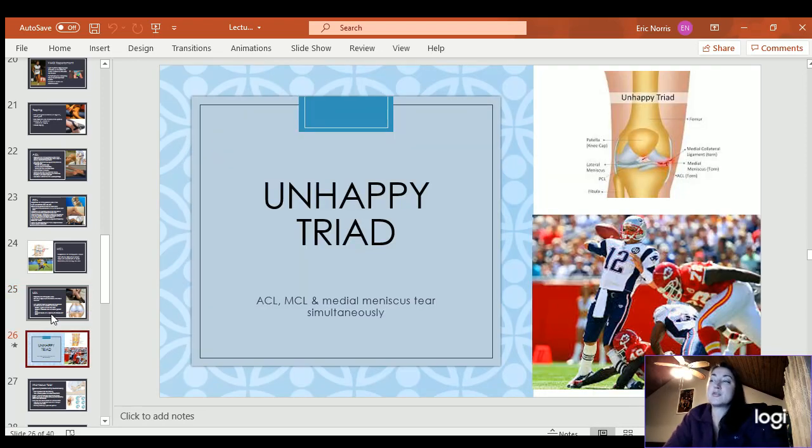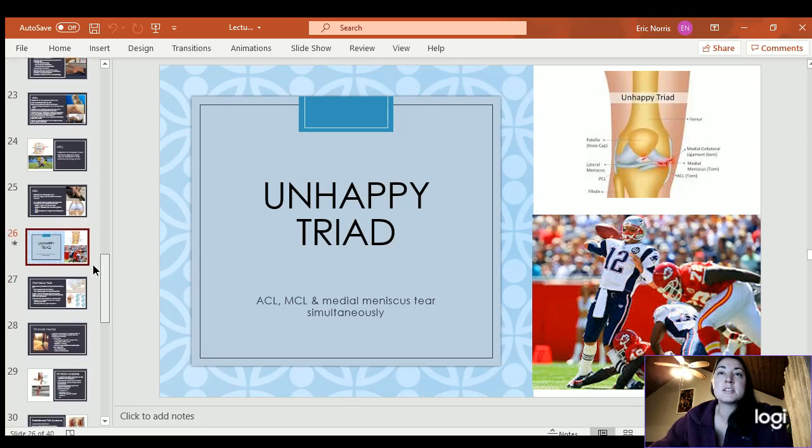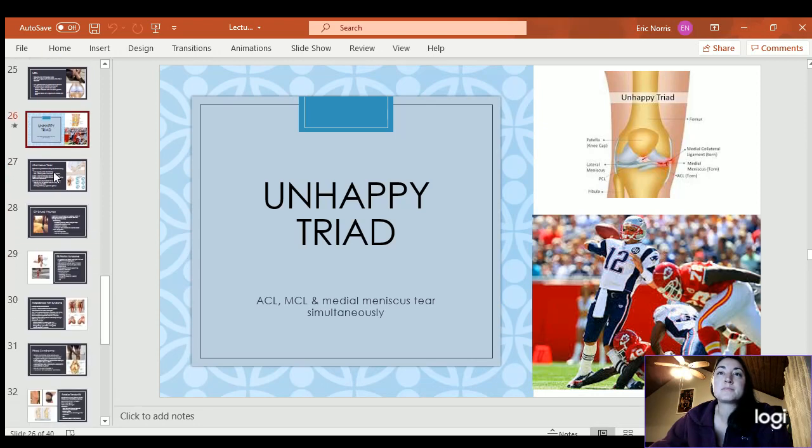This is that unhappy triad that I talked about. So commonly, and pay attention to this one, in an injury of the ACL, the MCL and the medial meniscus are all torn at the same time. That is called the unhappy triad. And of course, they would be surgically fixed together. But that is a common injury coupling to see all those together.